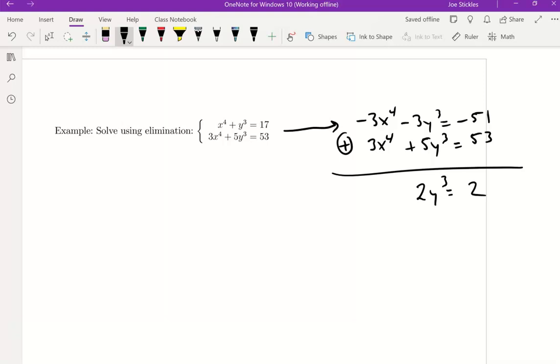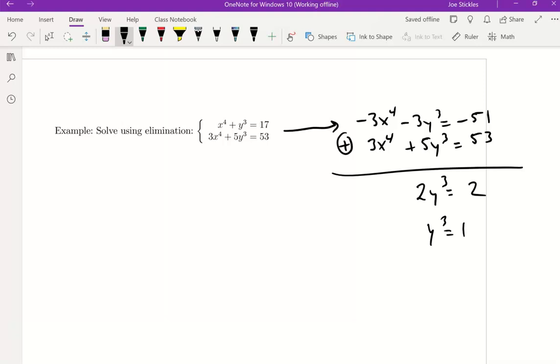Good, exactly right. So of course, we multiply by -3 for the first equation to get rid of the x's. We add the y's together, we should get a 2y cubed. Add the right-hand side together, we also get a 2. Divide both sides by 2. Get y cubed equals 1.